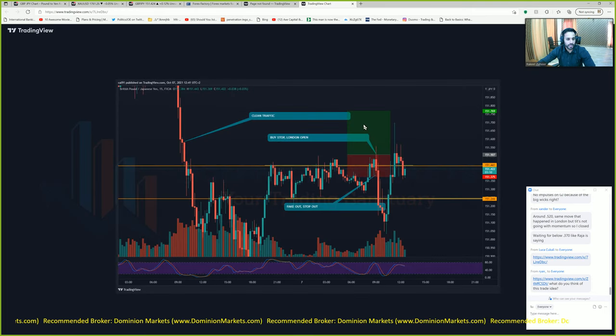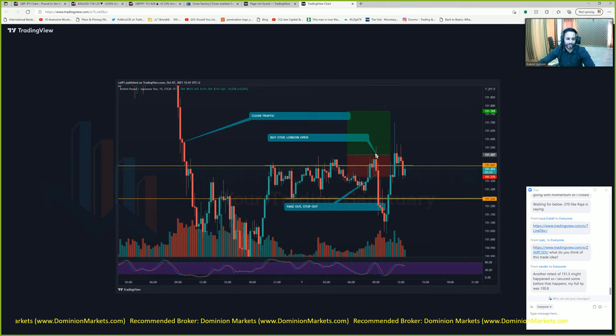This is a buy stop at London Open, clean traffic, price came back down. Fake out, stop out. Yeah, it happens. I hope you managed risk at that point.